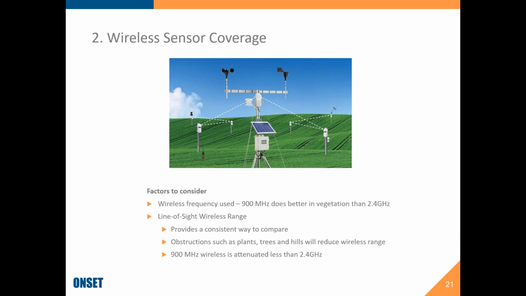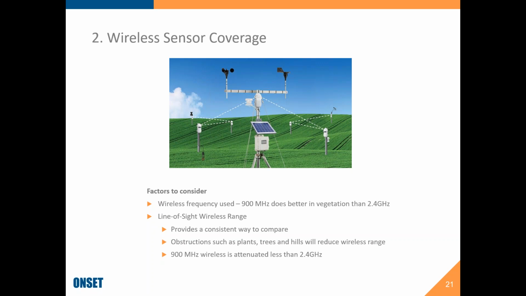And let me talk first about frequency. We found, actually the hard way, that in our first generation of wireless sensors, we used 2.4 gigahertz. We found out the hard way that that doesn't work as well in vegetation. When the crops grow up to a certain point, the leaves get in the way, and that 2.4 gigahertz signal range gets reduced dramatically. So for our more recent generation products, we switched to 900 megahertz wireless sensors, and those do much better in vegetation. They'll get attenuated some as well, but not nearly as much.